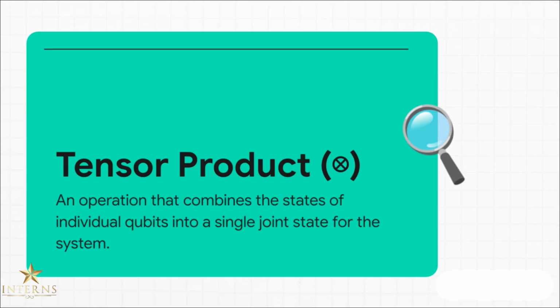Think about it like this. If each qubit lives in its own little two-dimensional world of possibilities, the tensor product doesn't just put those two worlds next to each other. No, it multiplies them together to create a brand new shared four-dimensional world for the combined system to live in.